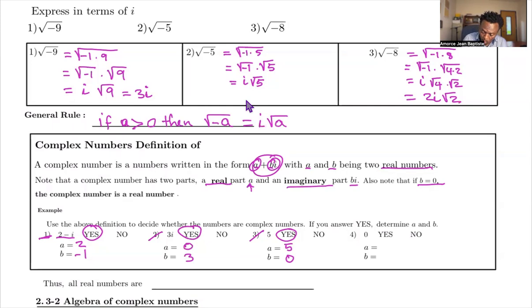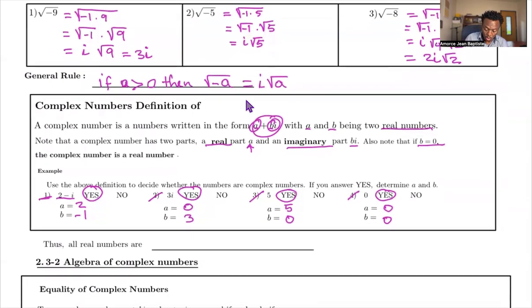And finally, 4: 0. Is that a complex number? Well, your answer should be yes. Sorry if it was no. What is a? Well, a is 0. Also, b is 0. In conclusion, all real numbers are complex numbers.